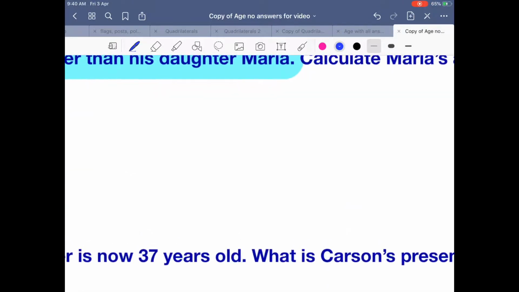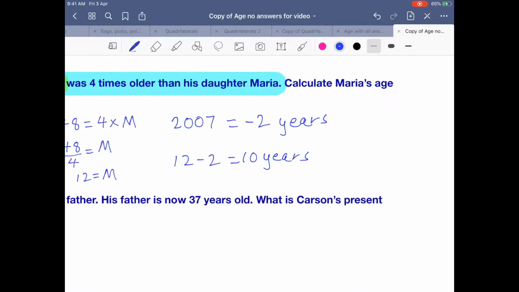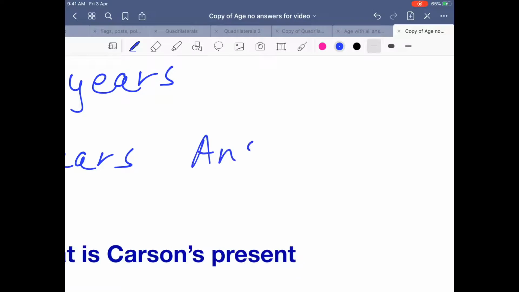But they are asking us for Maria's age in 2007. So since 2007 is 2 years before 2009, we simply need to subtract 2 from Maria's age in 2009, which is 12. So 12 take away 2 is 10. So Maria's age in 2007 is 10. And that's your answer.